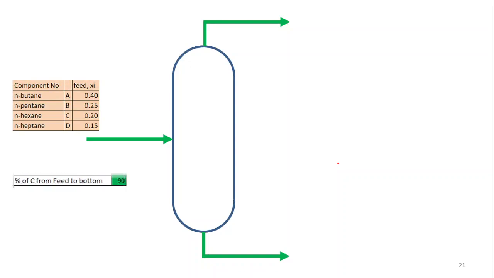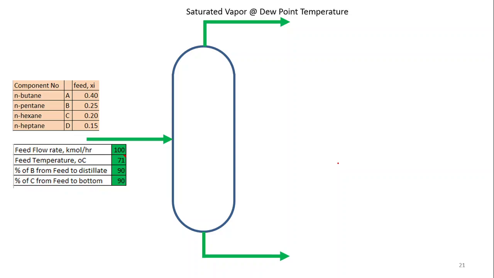The composition is given, and also the temperature and flow rate, and then also the key component distribution. Component B is a key component, and component C is a key component. Component B is the light key and component C is the heavy key. Both are given here. The distribution of these two is given. The top is basically the saturated vapor and the bottom is the saturated liquid.